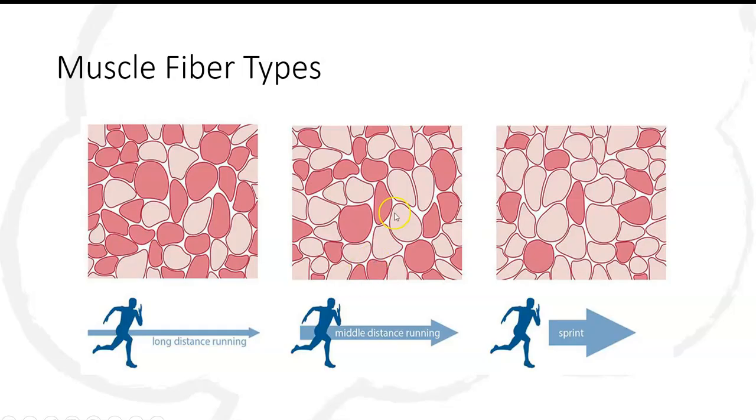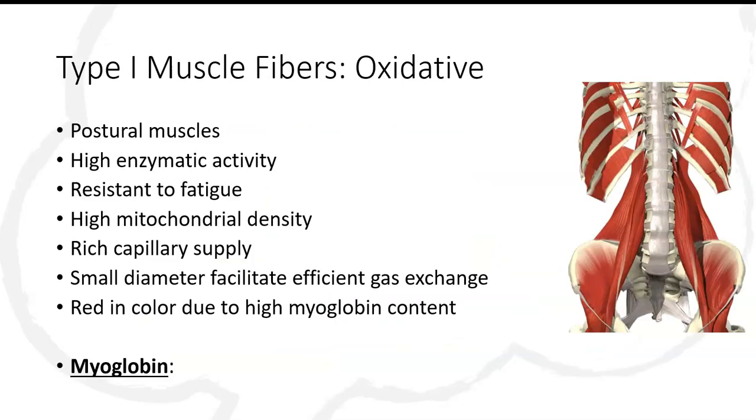Okay, then our type 2A muscle fibers have characteristics of both, right? Where they have some more myoglobin content, they have some characteristics of aerobic fibers, as well as they have the ability to act quickly and in a faster manner, just like the type 2B. So those are kind of our middle of the road muscle fibers, aka for middle distance running. So we need to do a little bit of mix of aerobic and anaerobic metabolism, and that's where the type 2A fibers come in. Okay, so let's review those quickly.